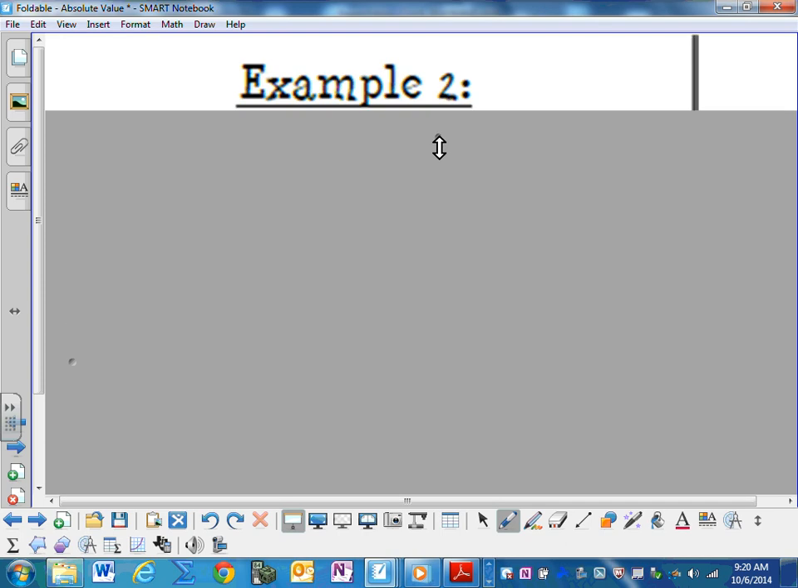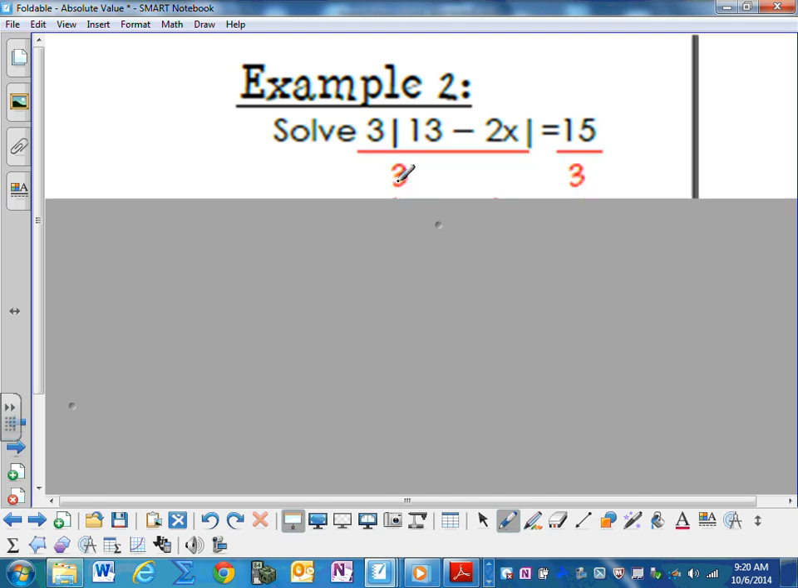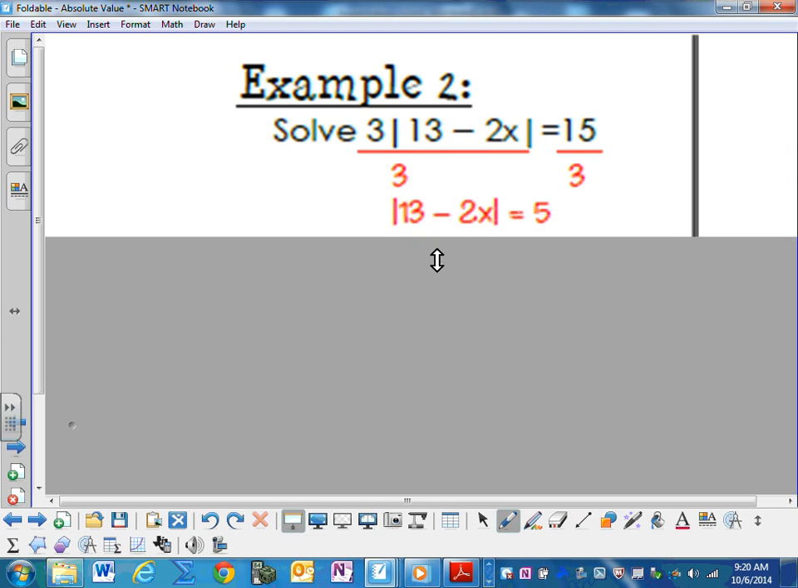Example 2, solve 3 times the absolute value of 13 minus 2x equals 15. So to solve an absolute value equation, we need to isolate the absolute value sign. So this absolute value is being multiplied by 3. So before we remove those absolute value bars, we need to divide each side by 3. And that's going to leave us with the absolute value of 13 minus 2x is equal to 5.